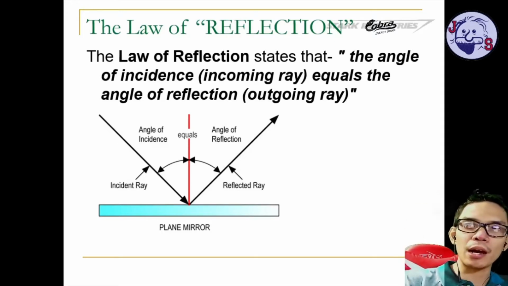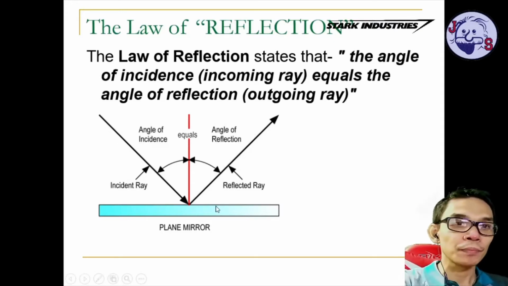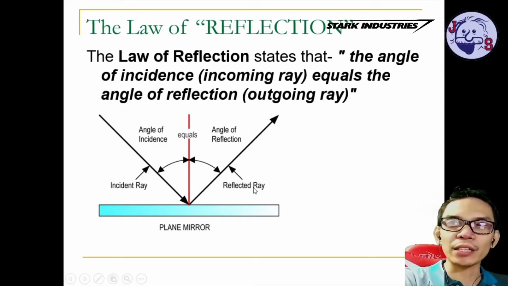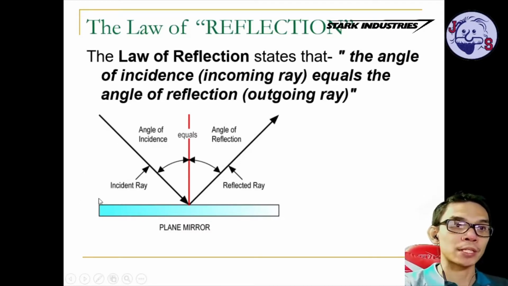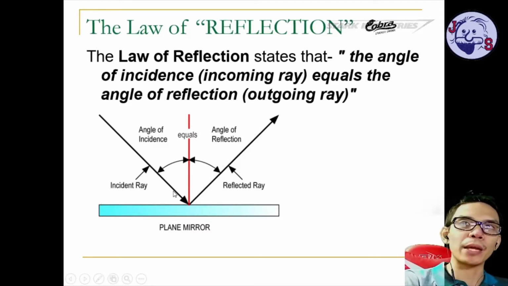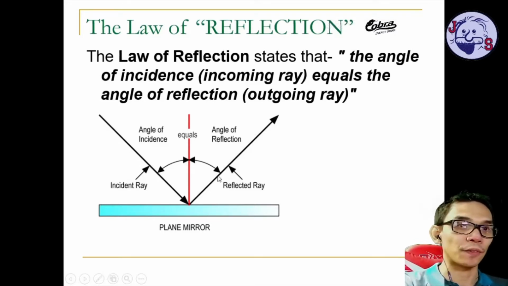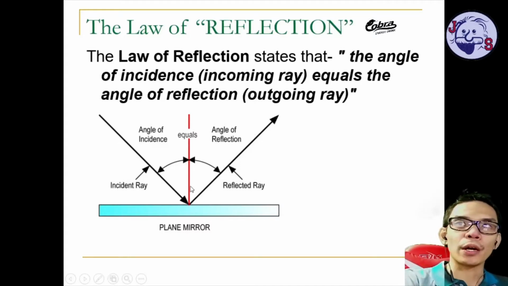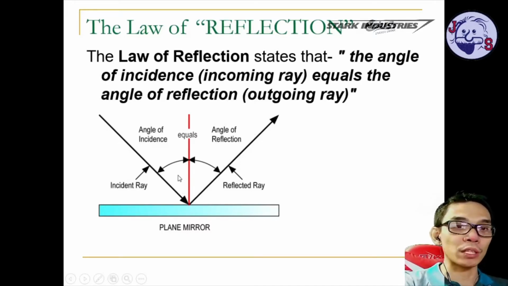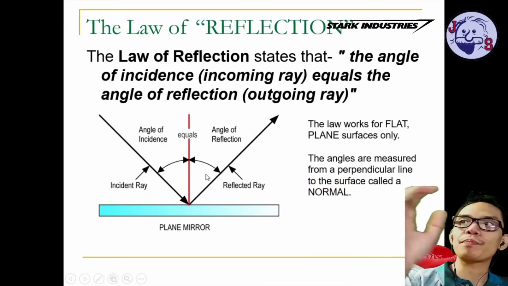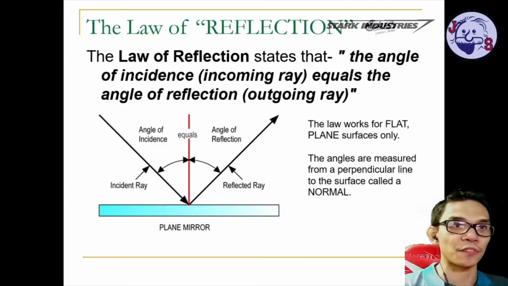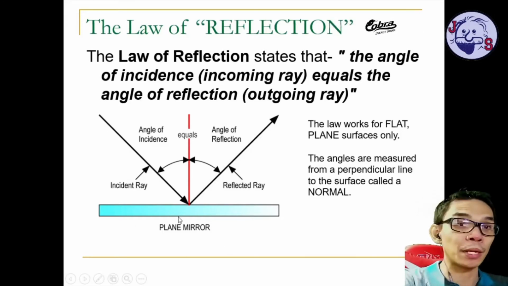As we look at the figure right here, the incident ray and the reflected ray are both part of the reflection process. According to this statement, the angle of incidence is equal to the angle of reflection with respect to the normal line that we have right here. As you can see, if the angle of incidence is 20 degrees, then the reflected ray should be 20 degrees. This statement works on flat or plane surfaces, like the plane mirror we have right here.